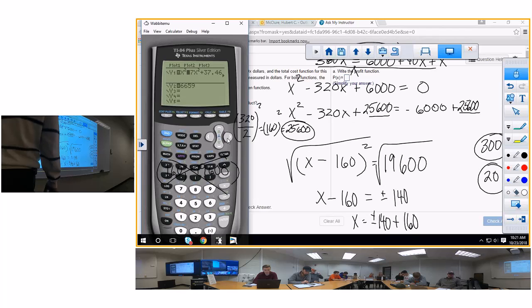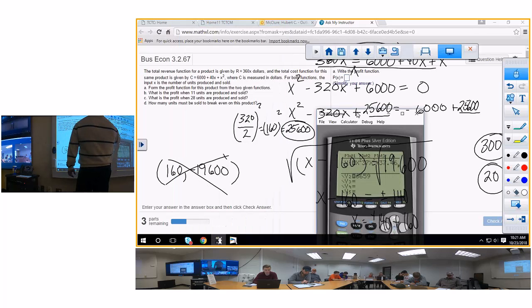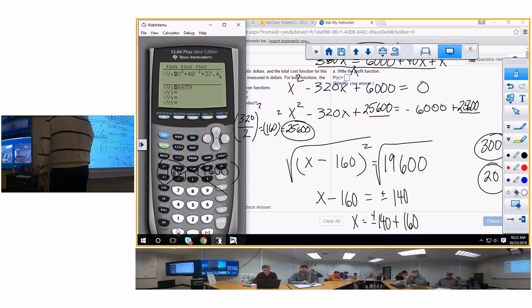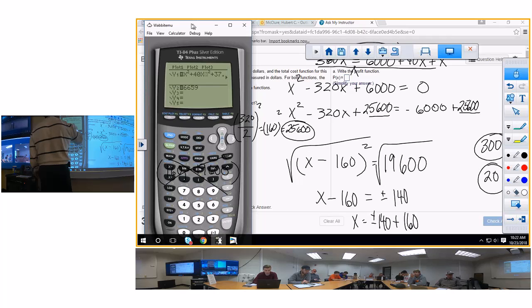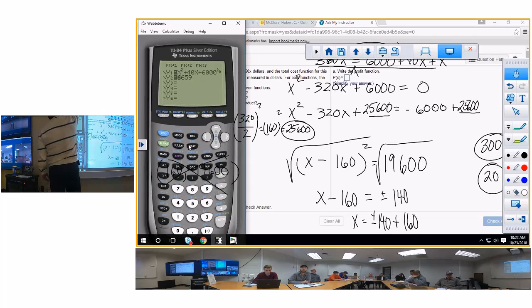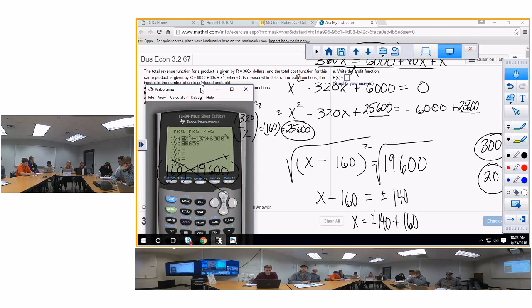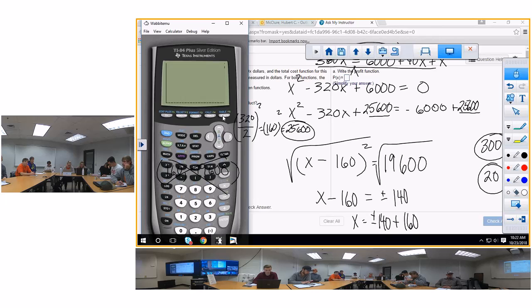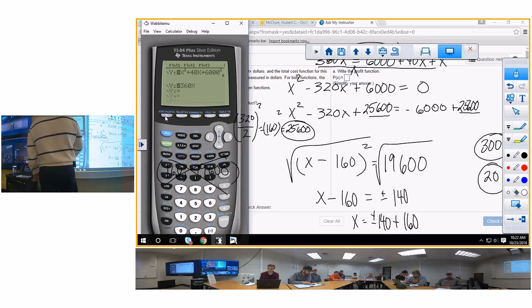Now, where is the original? Plus 6,000. Plus 40x. What's the next part? Plus 6,000. And then the next part is our 360x. So I'm going to put in 360x and graph. It had the 6,000 here. Okay, let me get that off.